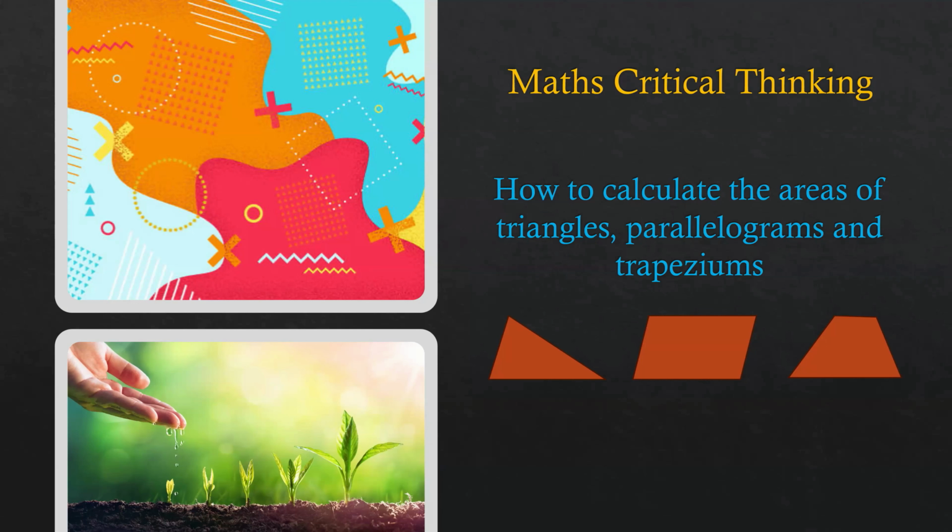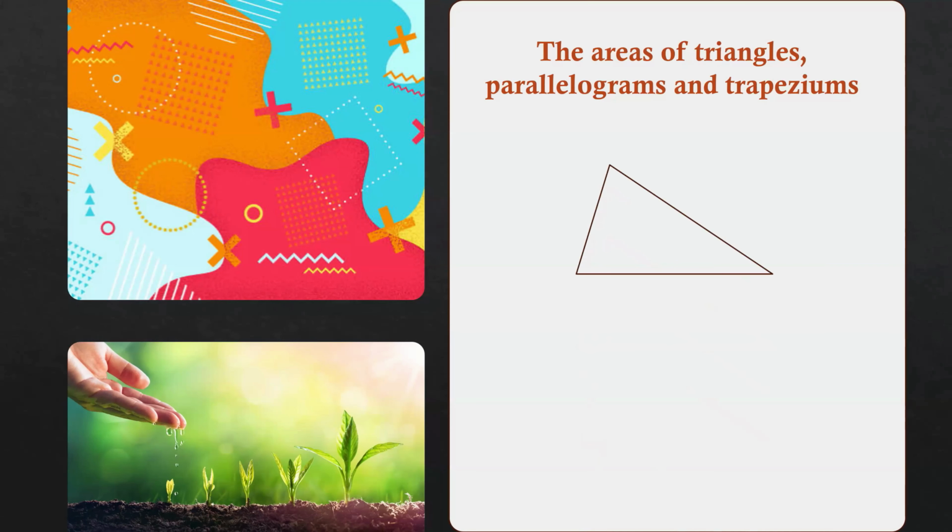So we will be talking about triangles, parallelograms, and trapeziums. All right, let's start with the triangle. Often, people tell you that to calculate the area, you take the height, you times it with the base, and then you divide by 2.